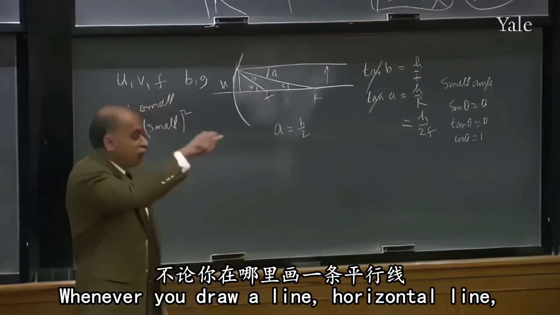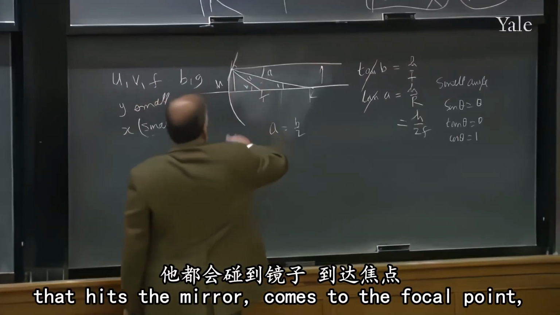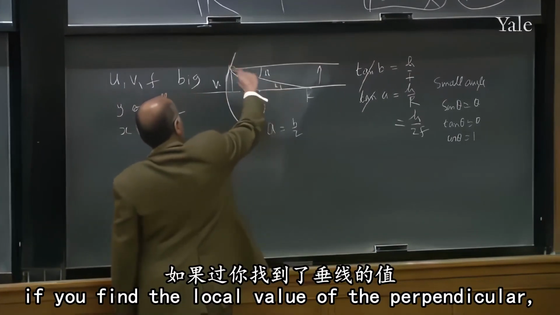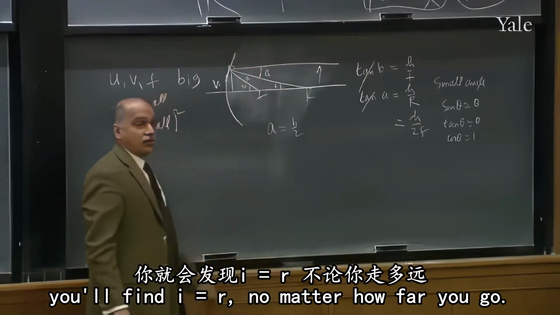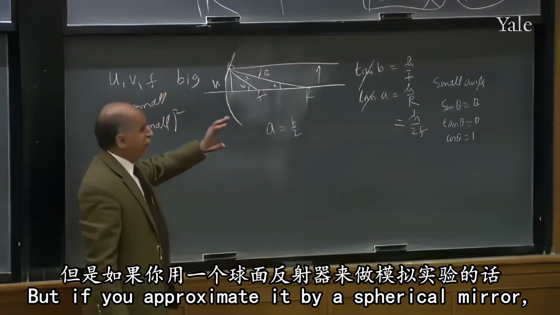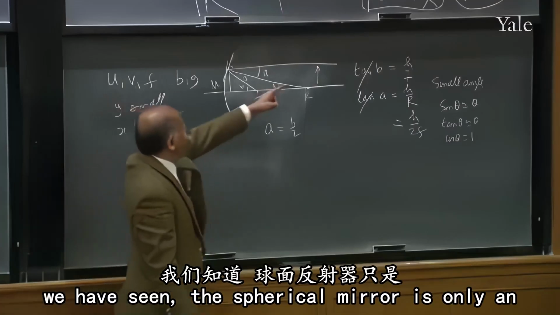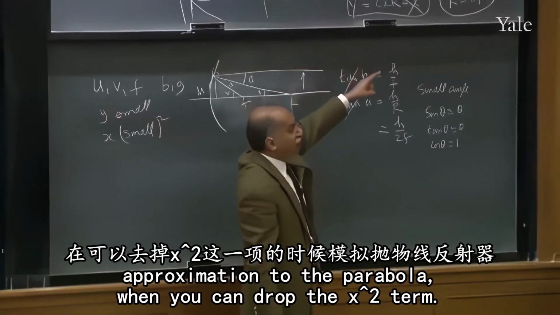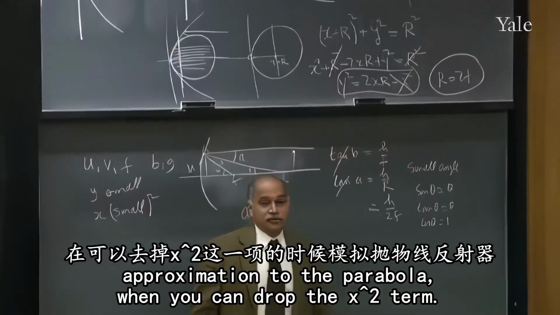Whenever you draw a horizontal line that hits the mirror and comes to the focal point, if you find the local value of the perpendicular, you will find i equals r, no matter how far you go. But if you approximate it by a spherical mirror, we have seen the spherical mirror is only an approximation of the parabola when you can drop the x squared term.